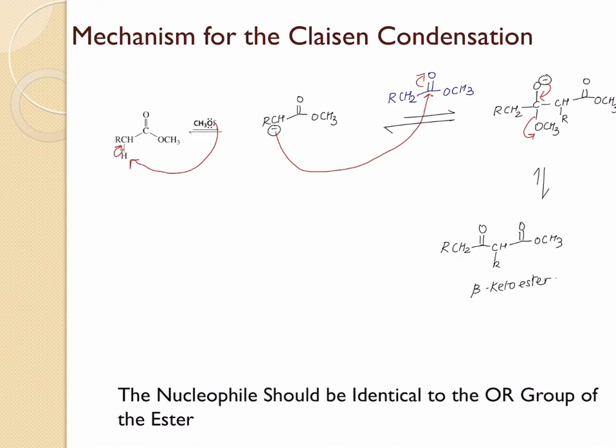So in Claisen condensation, two ester molecules will react where one is going to act as a nucleophile. So this one right here is acting as a nucleophile, and the other one is going to act as an electrophile. Right? And in the final product, you can see those two parts. So this is one of the ester molecules, and this part right here is coming from the other ester molecule.